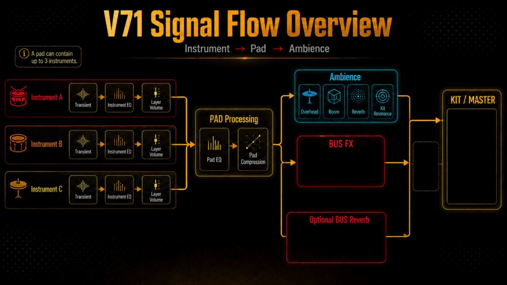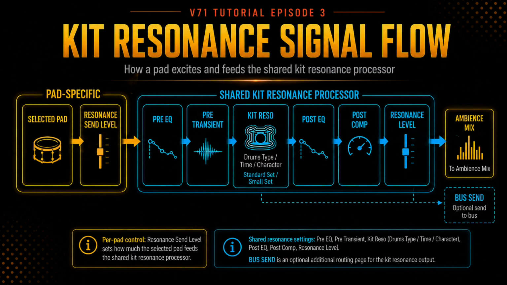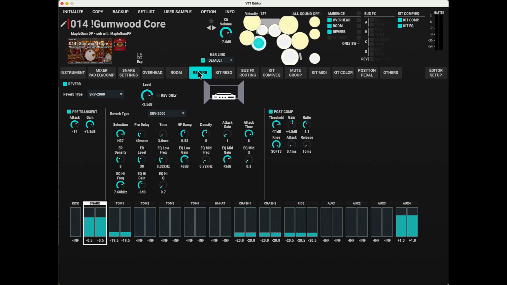We've reached our final ambience processor, kit resonance. Kit resonance is intended to add some of the interaction you would hear from an acoustic drum kit, where striking one drum can excite the shells, heads, and air around the rest of the kit. Like the other ambience processors, kit resonance combines a pad-specific control with a shared processor used by the entire kit. The stages of processing are likely starting to feel pretty familiar. Let's jump into the editor.